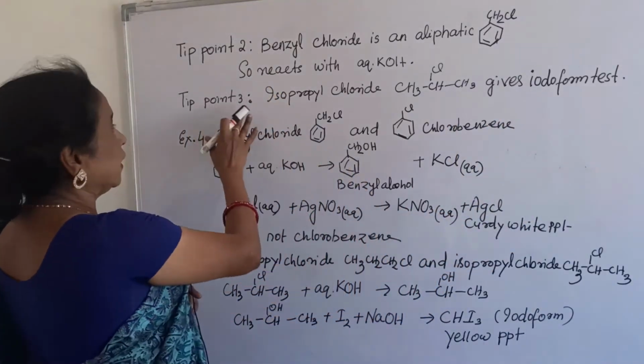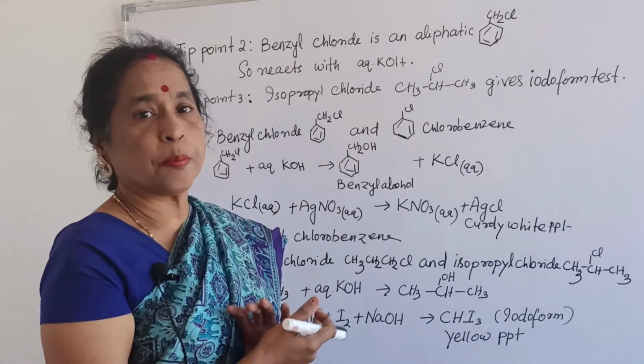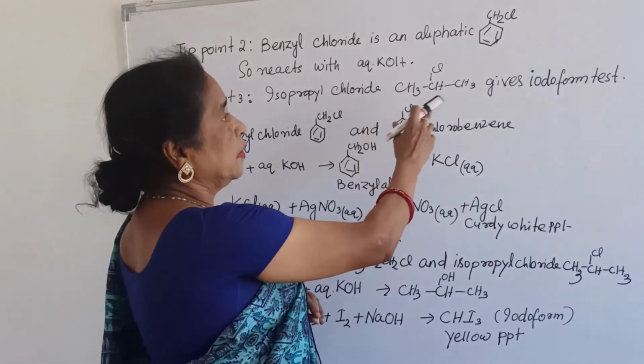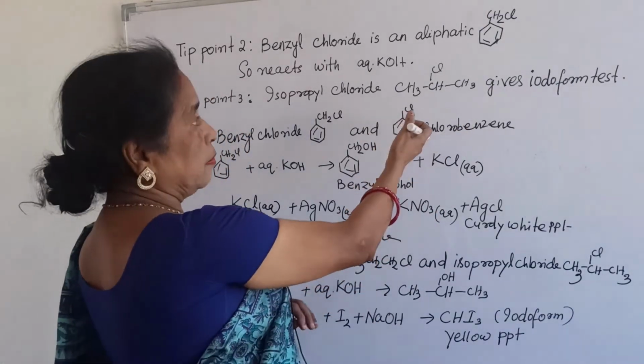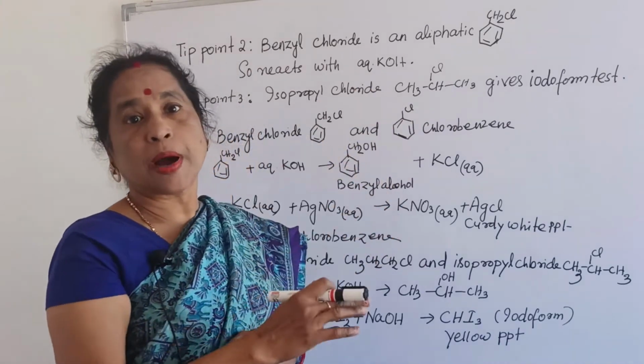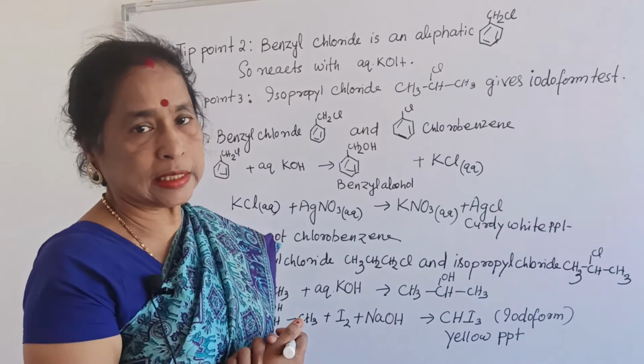Now test 3, isopropyl chloride. Isopropyl chloride will give the iodoform test. Which one will give the iodoform test? Isopropyl chloride. Very important.